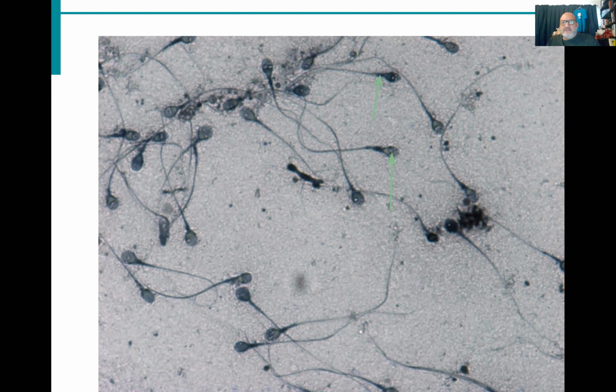Mid-piece. What's that region there? Flagellum, excellent. Or the tail, right? Those would be fine as well. And again, remember, this is also the genetic region. This is the motor region, and this is the locomotion region. So we have those as well, those regions.